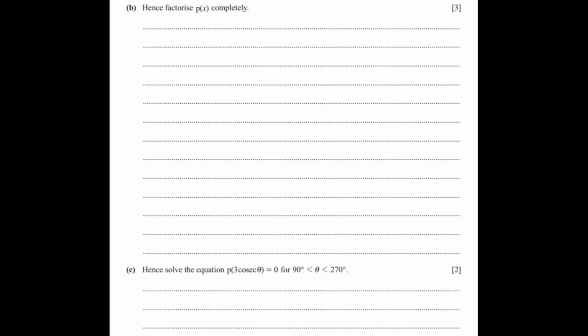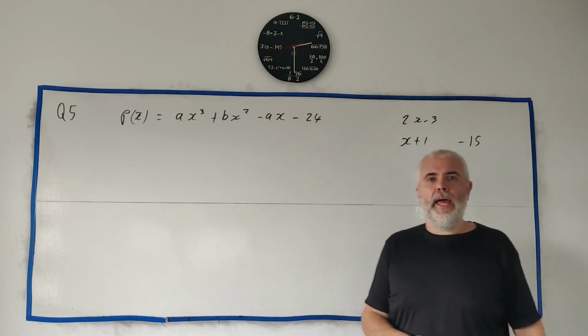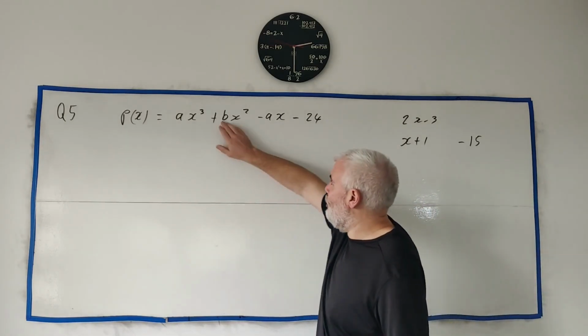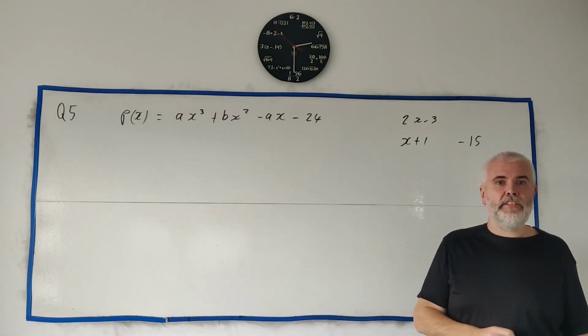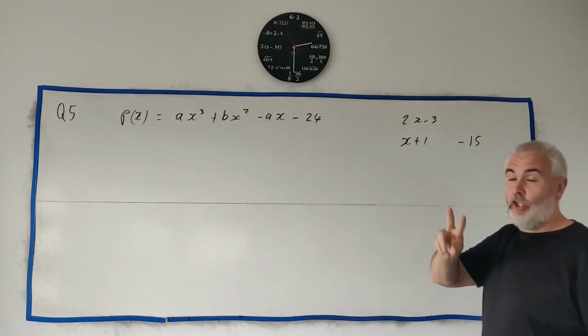In question 5, we're given a polynomial with some missing pieces of information. A and B is missing. There's an A here, a B here, and again an A here. To find those two pieces of missing information, that's what they ask us to do in part A. They give us two clues.